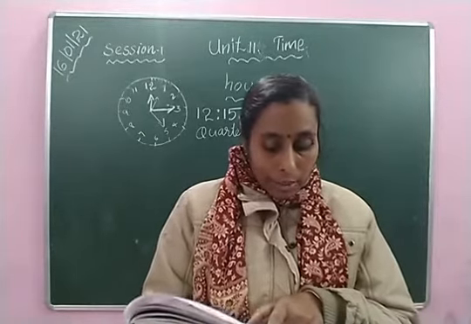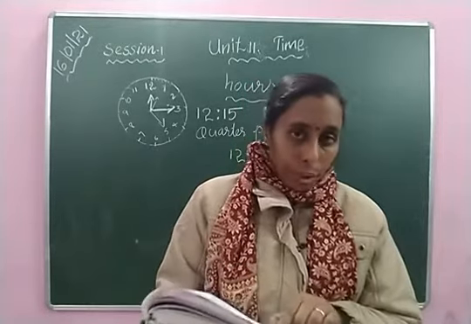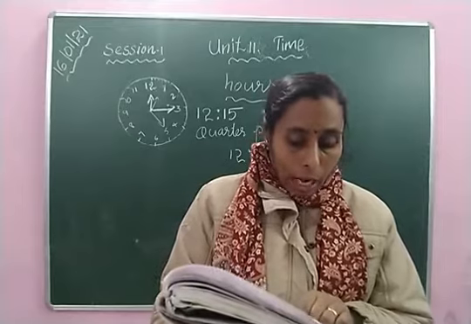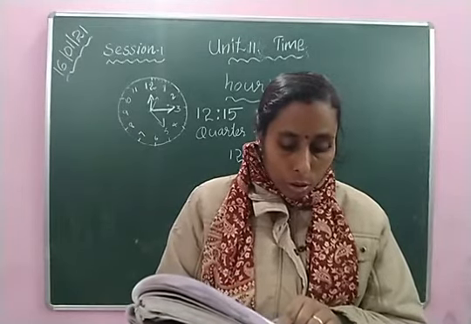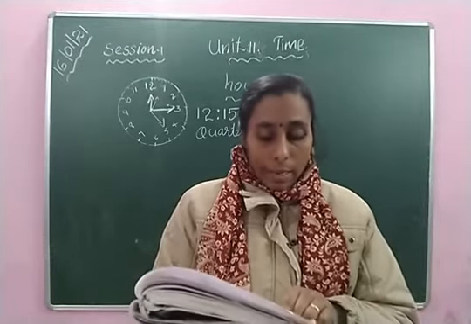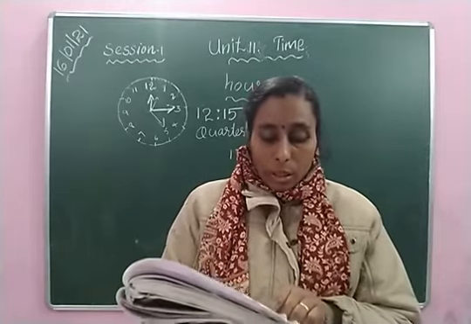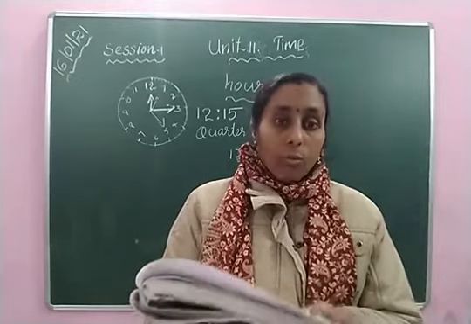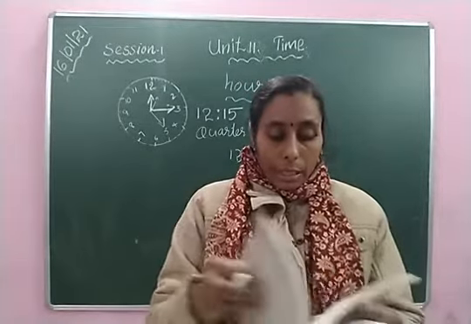So see the time: if it is at 5, we can write 4:25. But after 5 it has covered 1, 2, 3 lines. Each line shows 1 minute. So 26, 27, 28. It is 4:28. What is the time? 4:28.